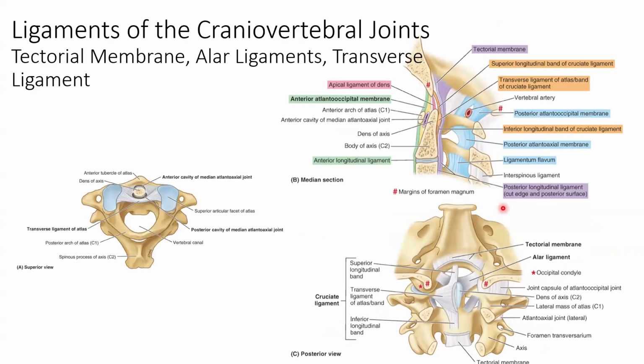And then here, some additional ones that I mentioned earlier. Purple here, tectorial membrane. I talked about that being the continuation of the posterior longitudinal ligament up into the base of the cranium. So this is the cranium up here. And then you have the alar ligaments. The alar ligament is right here, right and left side, projecting from the dens up into the foramen magnum, helping to resist excessive rotation. And then we talked about the transverse ligament coming around the posterior aspect of the dens, helping to secure C1 on C2.